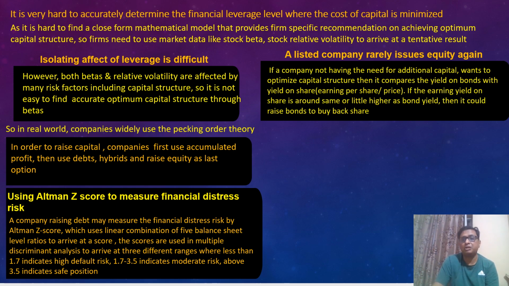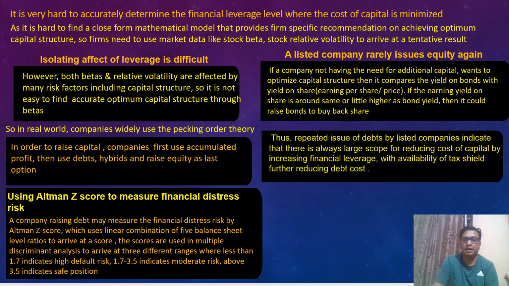If a company not having the need for additional capital wants to optimize the capital structure, then it compares the yield on bonds with the yield on shares. If the earning yield on the share is around the same or a little higher than the bond yield, then it could raise bonds to buy back shares. Thus, the repeated issue of debts by listed companies indicates that there is always large scope for reducing cost of capital by increasing the financial leverage, with the availability of tax shield further reducing the debt cost.